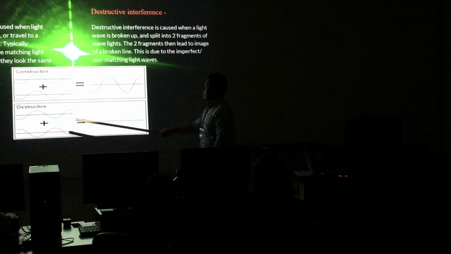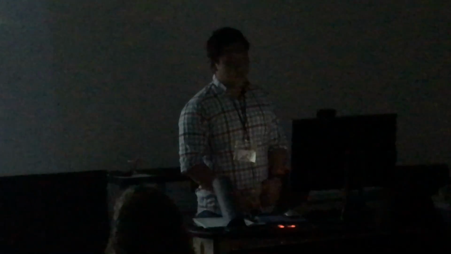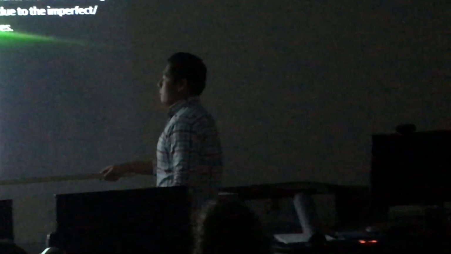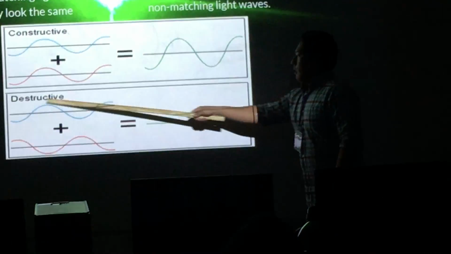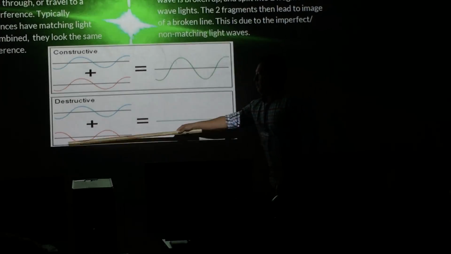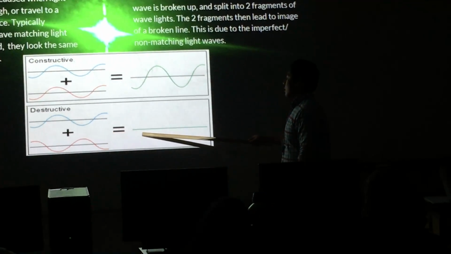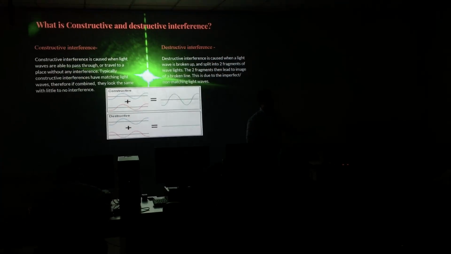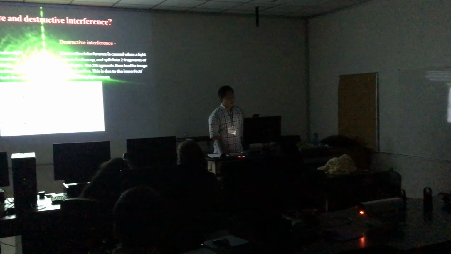But destructive interference is caused whenever the light waves are broken up or switched or in some kind of misplacement. As you can see, this light wave is not the same as this light wave, because this causes the interference to flatline, which causes the black spot, kind of like the breakups in between.